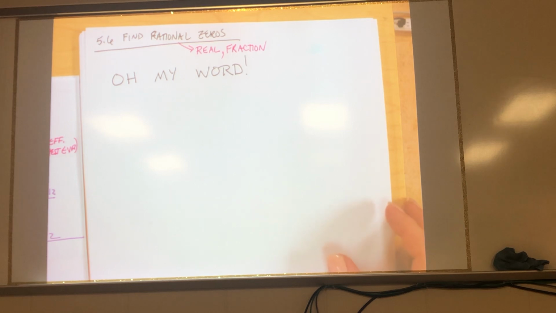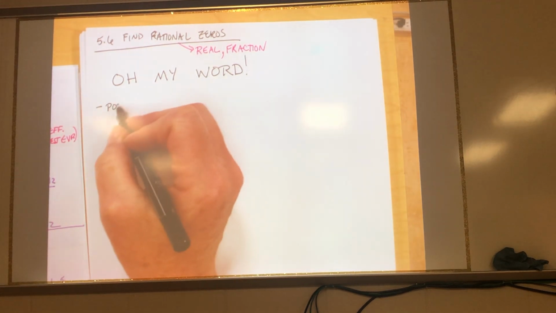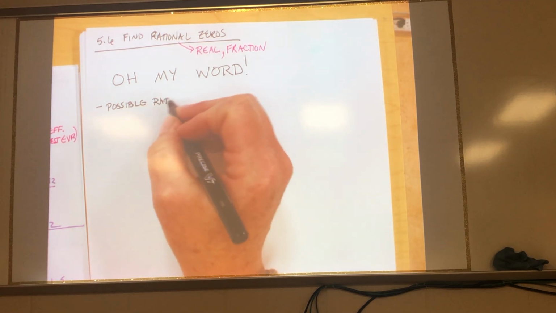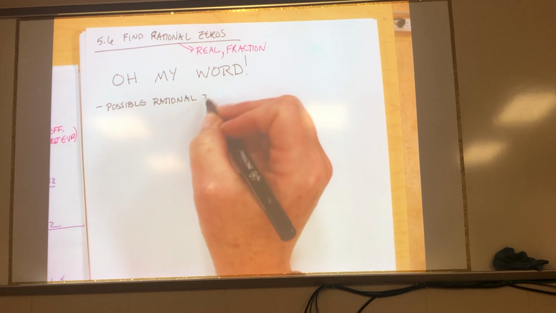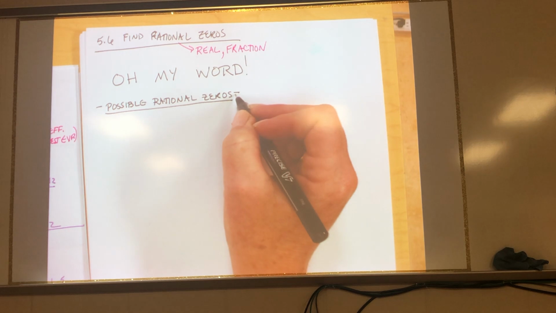So what if I told you something that could narrow it down? Would that be good? Would you like that? Okay, so even if I could only narrow it down to 16, is that better than infinity? Yes. Oh, okay. All right, so here we go. This is what is called possible rational zeros. All right, possible rational zeros.